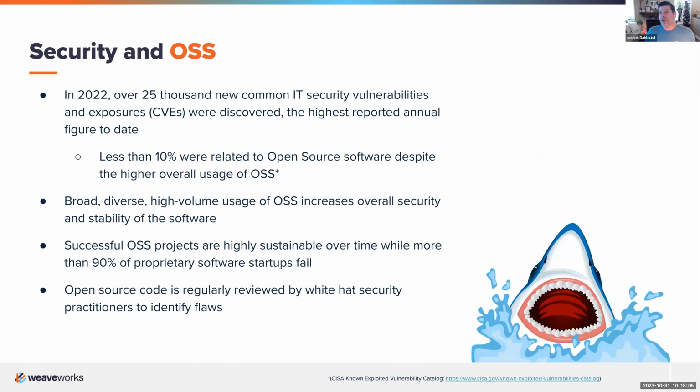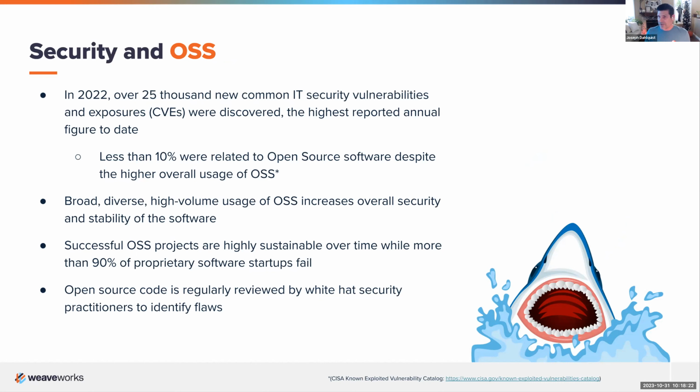So, security and open source software. Like I mentioned earlier, every time a big incident happens like Log4j, the debate begins about which is more secure. Is OSS more secure than COTS? Is proprietary software more secure than open source stuff?